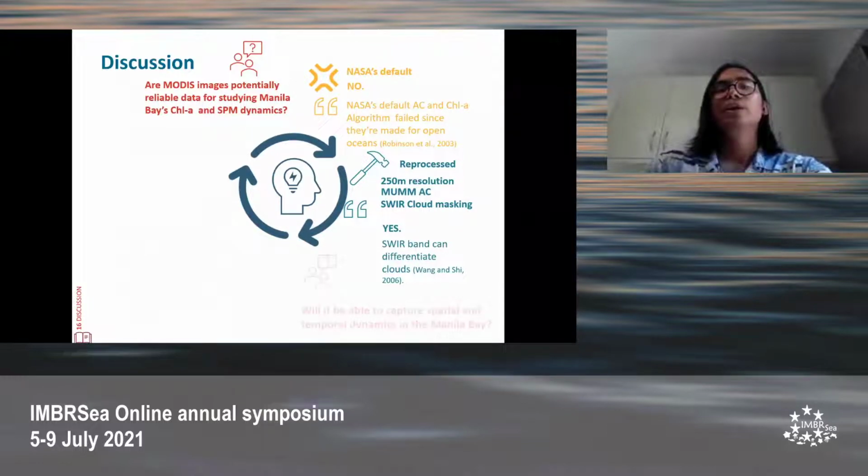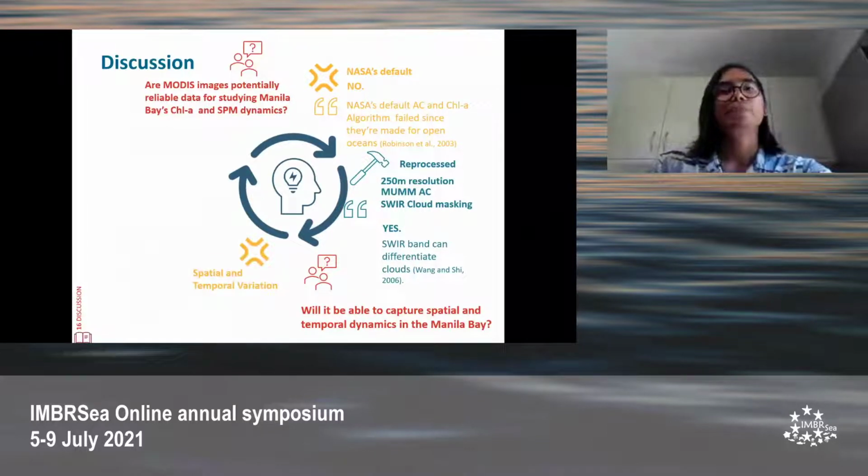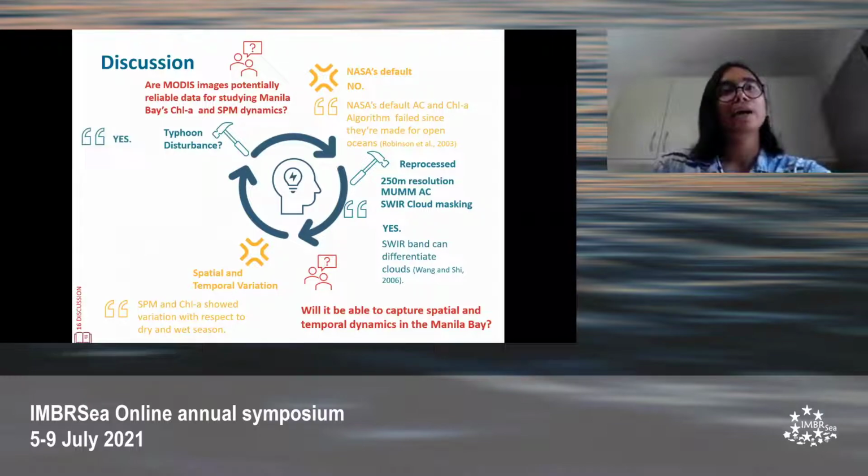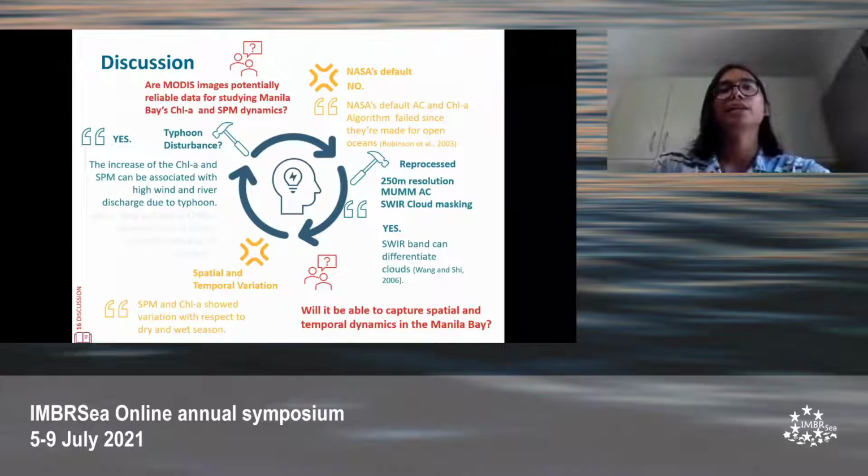In another question, we wanted to answer, will it be able to capture spatial and temporal dynamics in the Manila Bay? And yes, spatial and temporal variation showed realistic variation with respect to the weather season. And we were also able to capture the typhoon disturbance, which can be associated with high wind and high river discharge, as evidenced by high chlorophyll A, and is also supported by previous studies that in typhoons, nutrients can be upwelled in that area.